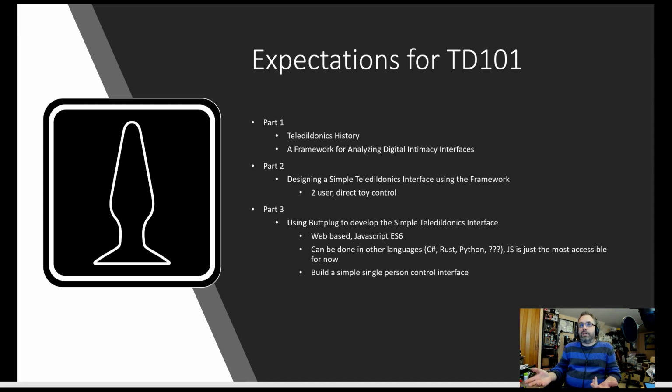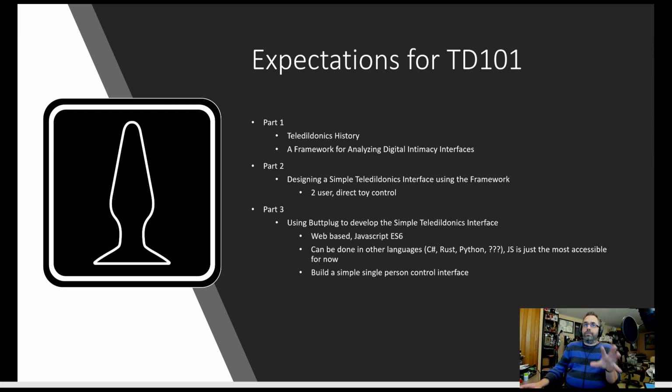Buttplug does come in multiple languages. We have full implementations in JavaScript, C#, and Rust, and Python can access the server side of those, which is something I'll get into in part 3. So you don't have to do this in JavaScript, and I will probably be recoding all of these examples in these different languages, but for now, this is just going to be the JavaScript because it's the easiest to show off and easiest to share.